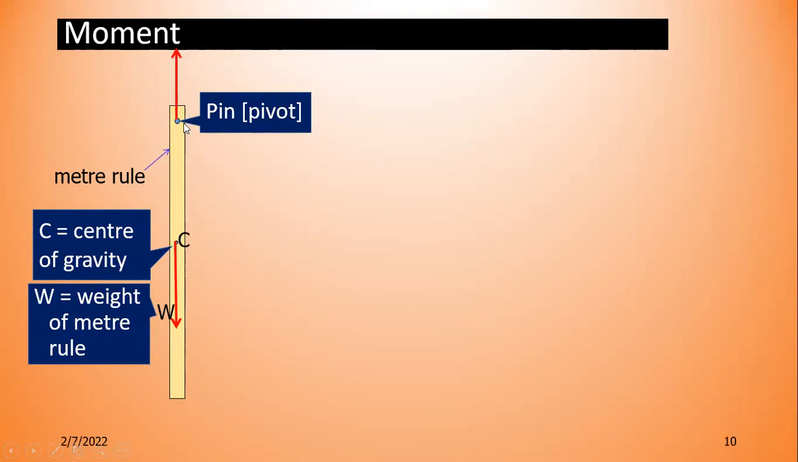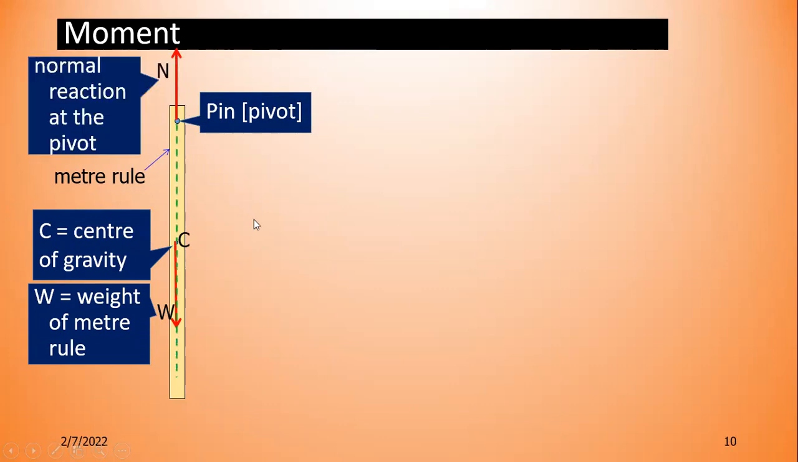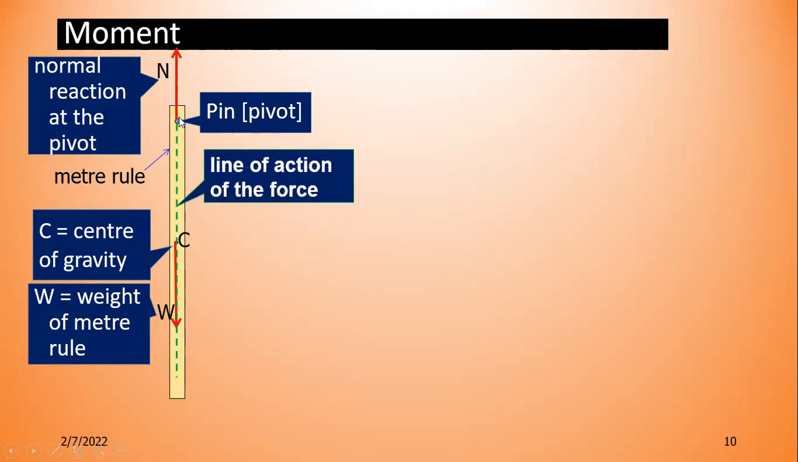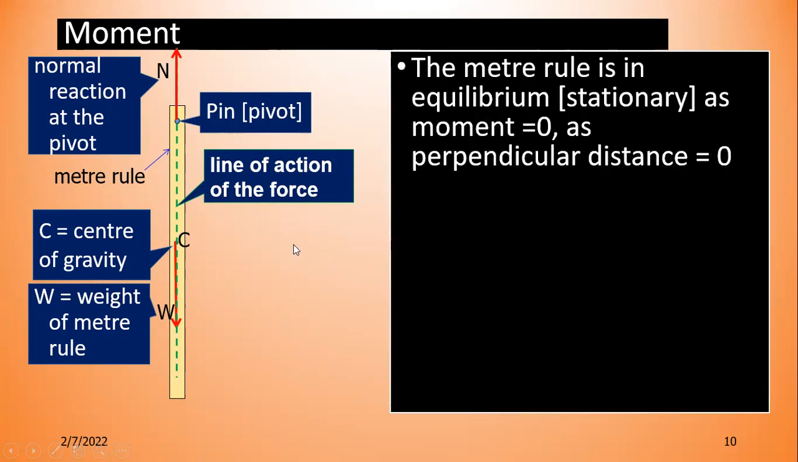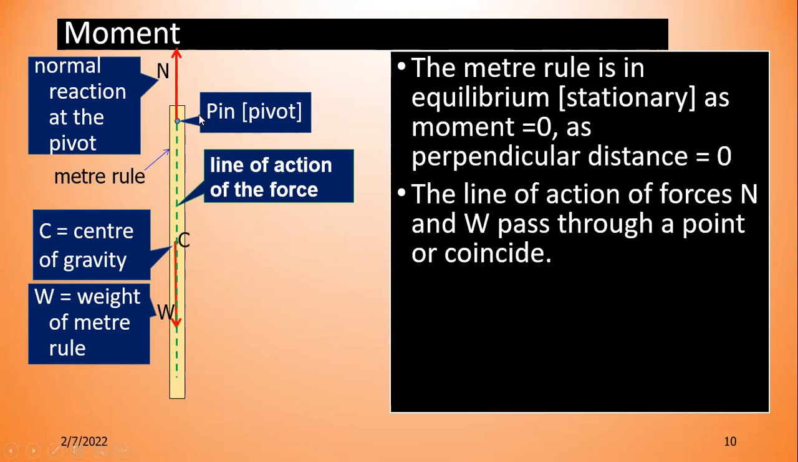Then at the pin there will be your normal reaction, pulling it outwards there. And then joining the pivot and the center of gravity, you reproduce this one backwards, or reproduce the weight outwards there, is called the line of action of forces. The meter rule is in equilibrium. That means it's stationary, it won't move, it won't swing. There's no moment. We'll introduce this later on. There's no perpendicular distance. The lines of action of N and W coincide.